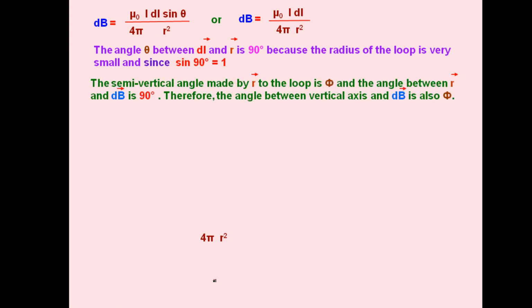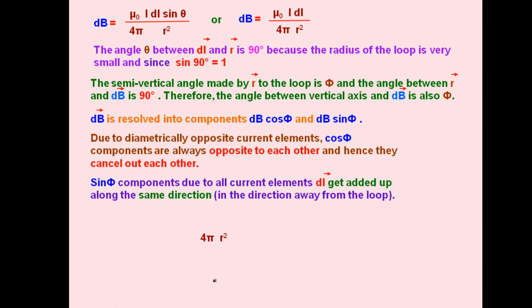Now the value of angle theta between dl and r is 90, that we have already shown. The semi-vertical angle made by r to the loop is phi, and the angle between the r vector and dB is 90. Therefore the angle between the vertical axis and dB is also phi. This is the symmetry of the figure, and dB is resolved into two components that we have already discussed in the diagram, dB cos phi and dB sin phi. Due to diametrically opposite current elements, cos phi components are always opposite to each other, so they cancel each other. Sin phi components will add up in the same direction, so the total magnetic field will be obtained by adding the sine components, or we can say integration of dB sin phi will produce the total magnetic field at the required point.